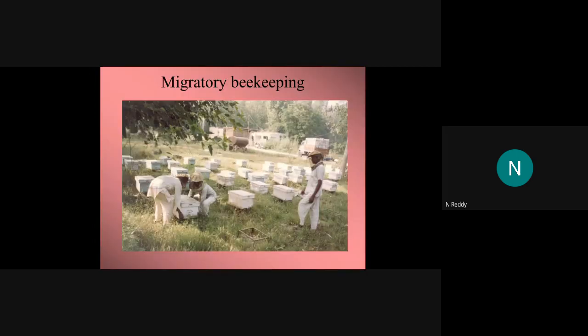And this is an example for migratory beekeeping. Usually, Apis mellifera, that is European bee, is majorly followed with the migratory beekeeping, because this Apis mellifera, that is European bees, require more quantity of flowers, that is not sustainable for stationary beekeeping for these mellifera bees.